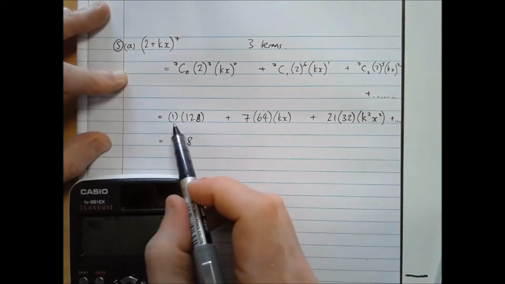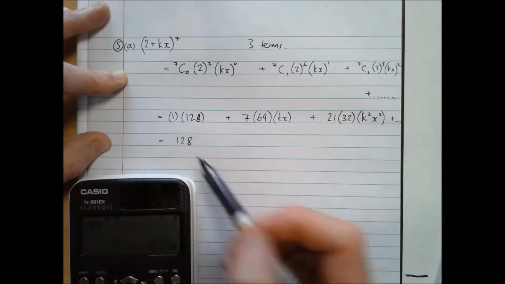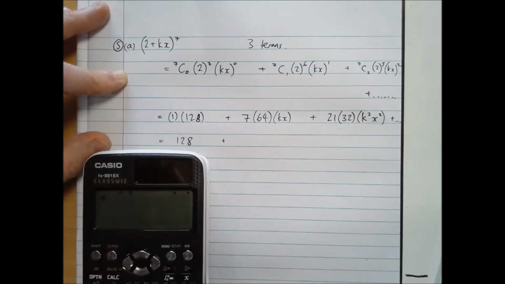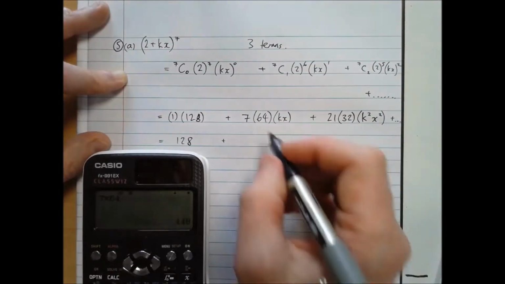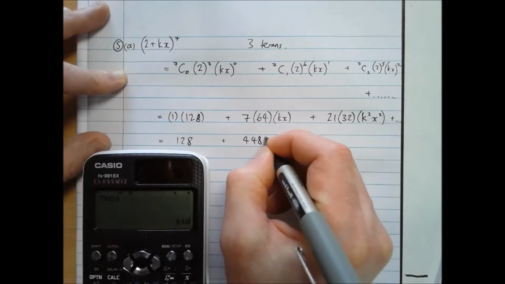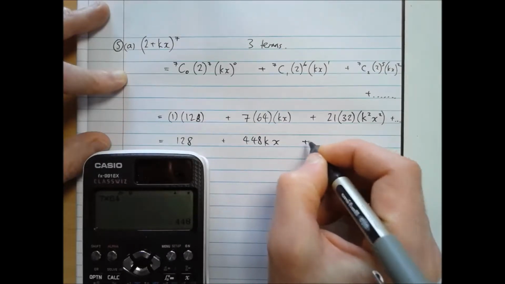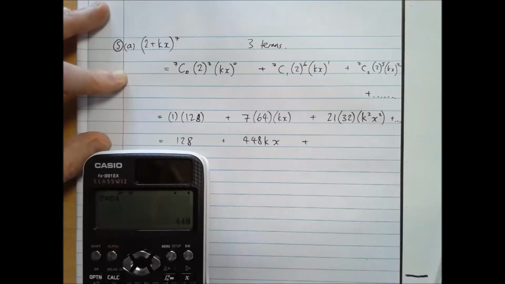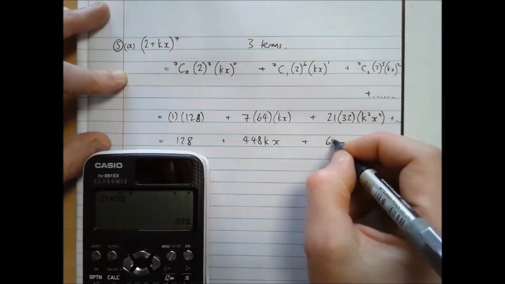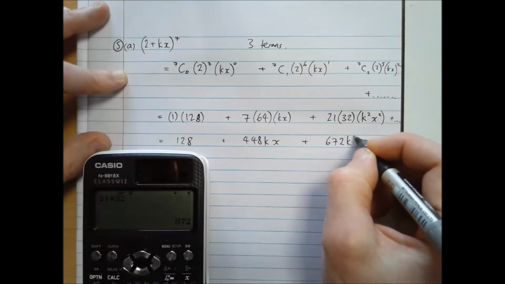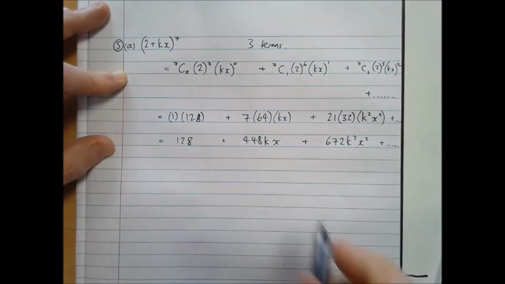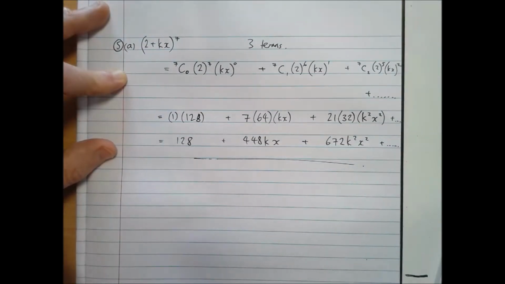Okay, now I've already tidied up that first term. 1 times 128 is just 128. Second term needs a bit of tidying. 7 times 64, 448. And third term needs some tidying up as well. We've got 21 times 32 there. So 21 times 32, 672. k squared, x squared. And that is the end of part A.